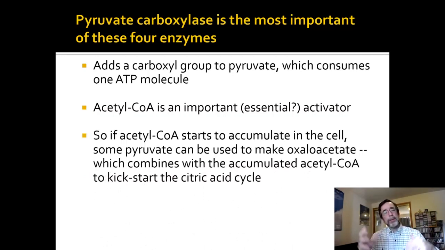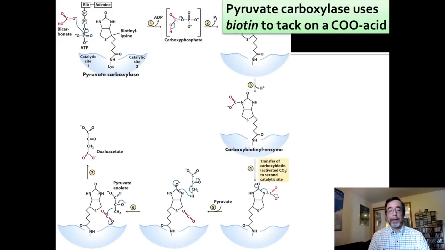Acetyl-CoA accumulates. You want to do more citric acid cycle. You do that by turning on this enzyme. So that means acetyl-CoA is an important green triangle for turning pyruvate carboxylase on. If you have a lot of acetyl-CoA, you can get rid of it by burning more, and it's kind of like poking the fireplace to increase the combustion of the acetyl-CoA by having more oxaloacetate. So how does the chemistry actually work?